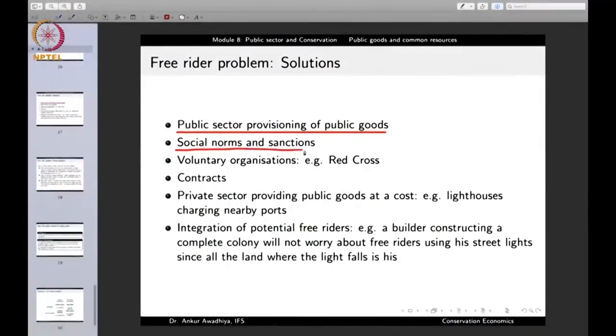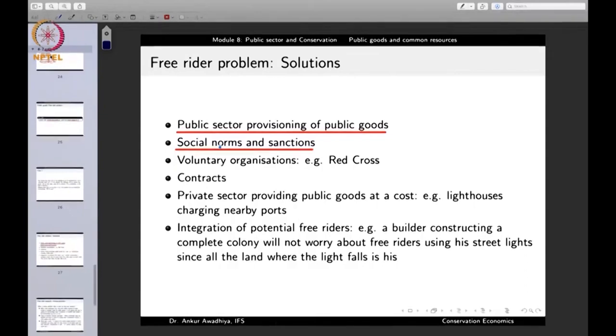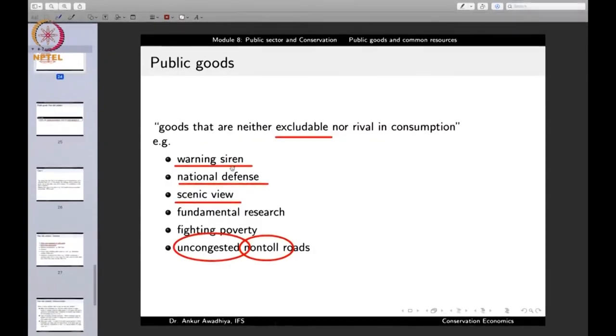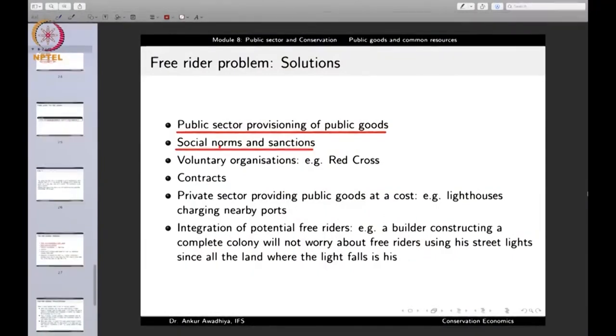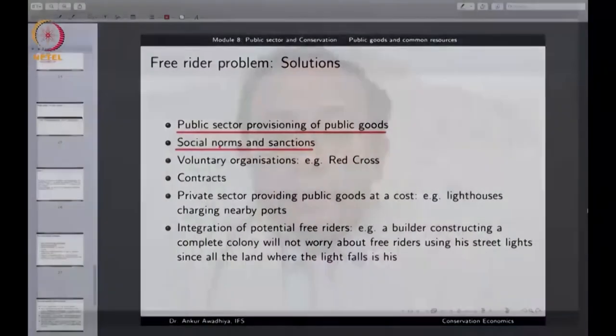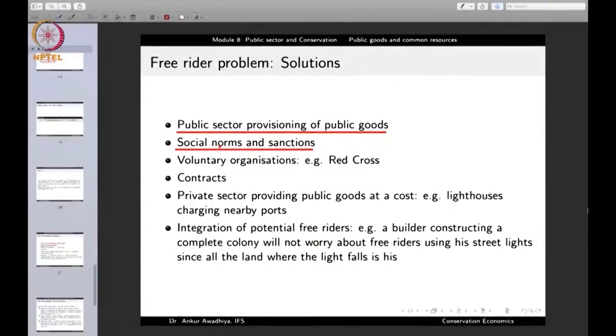Or social norms and sanctions. In this case, if we have a resource such as, say, a warning siren, the social norms and sanctions may say that everybody should pay for the warning sirens to be installed. And if a person does not pay for the warning sirens, then probably this person will be ostracized. So social norms and sanctions can help solve the free rider problem. Also, if they find a person who is free riding, then there can also be a social boycott. So in this way, social norms and sanctions can be used. Or the use of voluntary organizations such as the Red Cross. Now, this is similar to the government providing for these services.